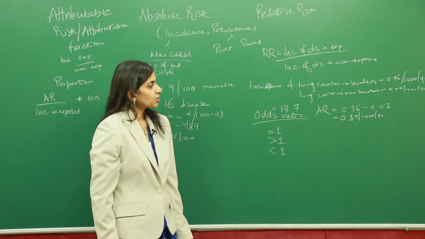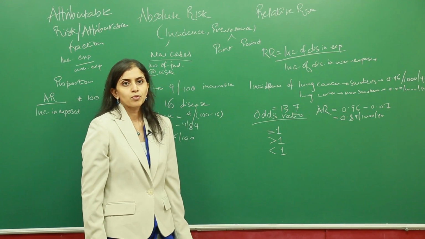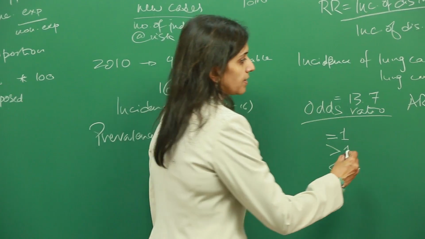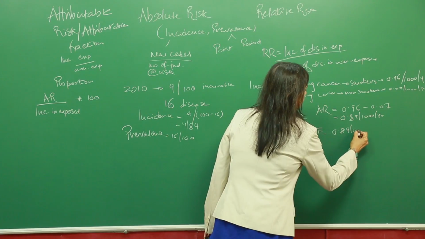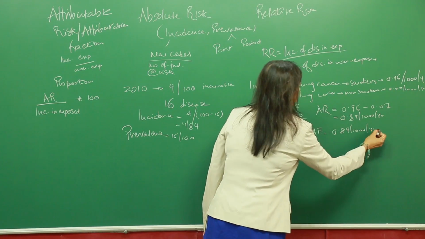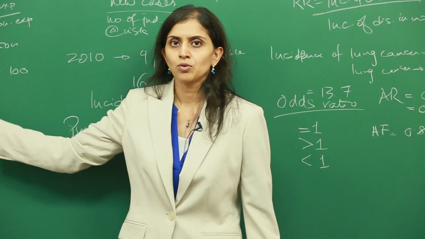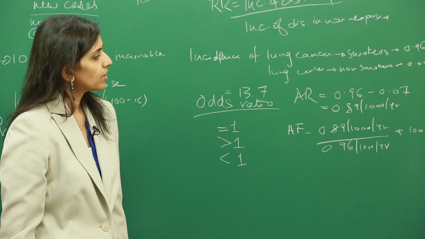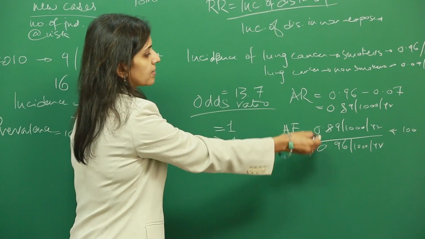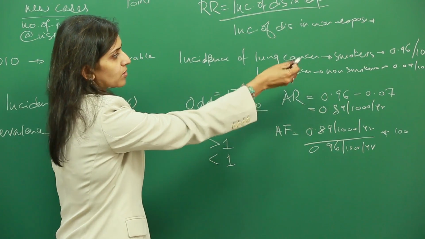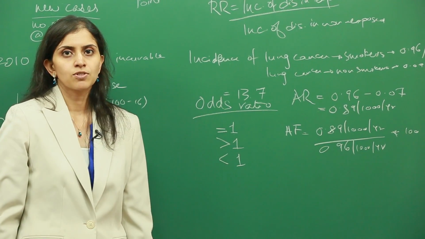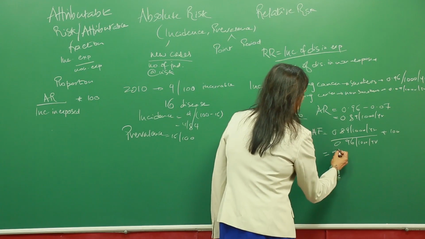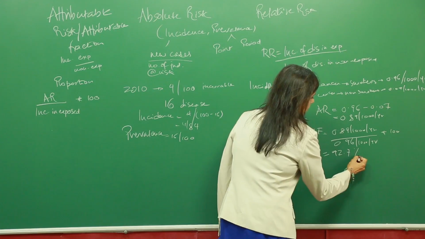When we look at attributable fraction, or the proportion of lung cancer cases that could be prevented if smokers quit smoking, it's the attributable risk over the incidence in the exposed, times 100. So 0.89 per thousand per year, which is the attributable risk, divided by the incidence of lung cancer among smokers, which is 0.96 per thousand per year, and then you multiply the whole thing by 100. That comes to approximately 93%.